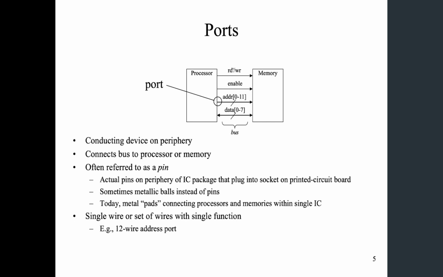And you often find that the physical form can be not only pins, and also you can see pads used for carrying larger current. A single wire or set of wires with a single function, these are what we often call a port in the context of a processor. So as we see here, this will be an example of an address port, and this will be a data port.